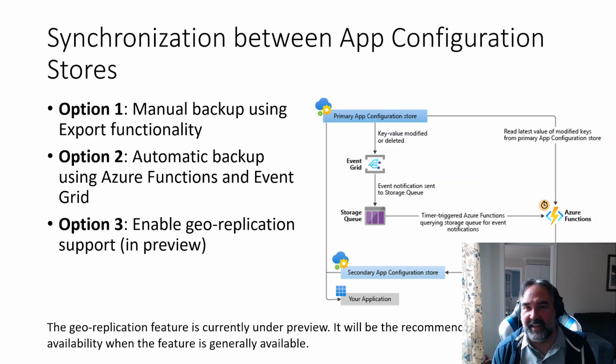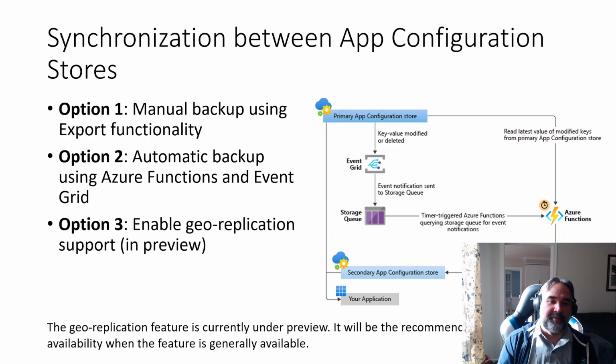Any changes that you make to your primary config store, you're going to leverage Azure Event Grid, and you're going to send a notification and store that change inside of a storage queue. You're going to have a timer function that runs, picks up anything from the queue, and updates the secondary store. So those updates are near time, depending on how you set up your Azure function. Event Grid will fire pretty much right away, put that data into the Azure storage queue, and your function will pick it up on demand.